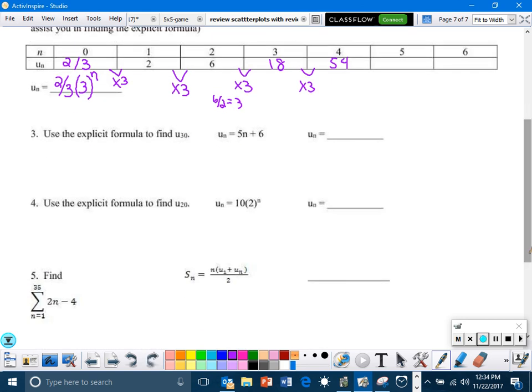Moving on. Use the explicit formula to find u30. Okay, all we do is substitute. 5 times 30 plus 6. 5 times 30 plus 6 is 156.